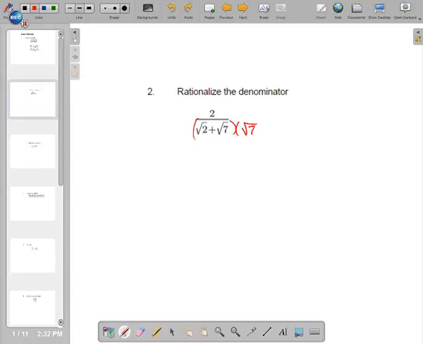You're not allowed to have radicals in the denominator, so you need to multiply by the conjugate. So the same two terms, but you flip the sign. Radical 2 minus radical 7. In the numerator, I'm going to distribute 2 radical 2 minus 2 radical 7.